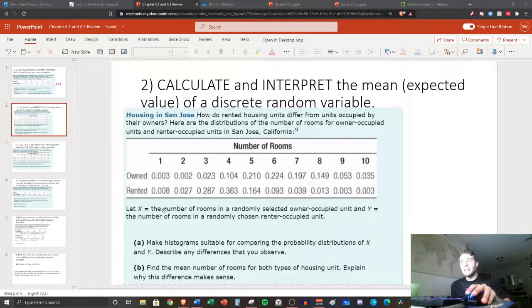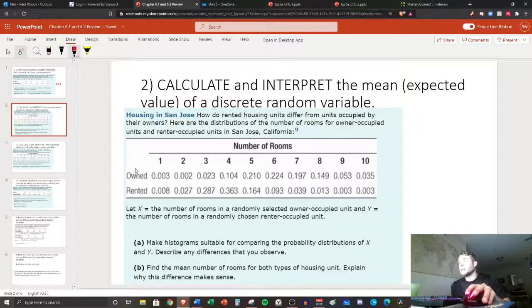Now, it defines our random variable, and we always see that with these. So it says let X equal the number of rooms in a randomly selected owner-occupied unit. So I'm going to actually draw something here. I'm going to put an X for owned, right? Owner-occupied. And then Y is the number of rooms in a randomly chosen renter-occupied. So this is Y. And that's helpful to me for organizing this, okay?